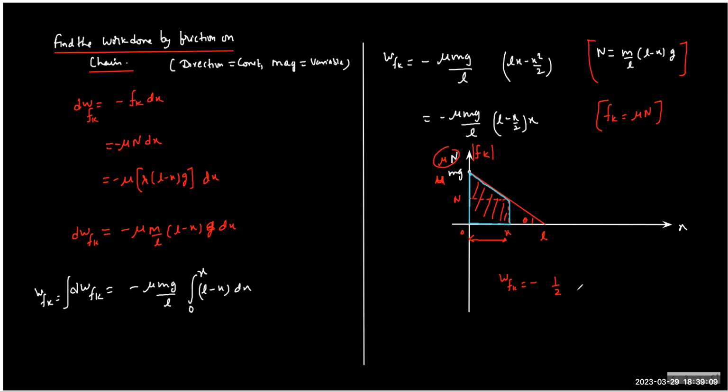And this area of trapezium is the sum of the parallel sides. So the parallel side is mu into N, which is mu into N by L into (L minus x) into g. At x distance, that is N. We have already done this part. Sum of the parallel sides plus mg into separation.